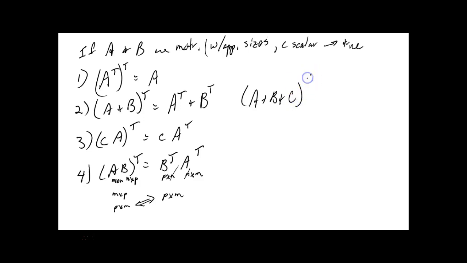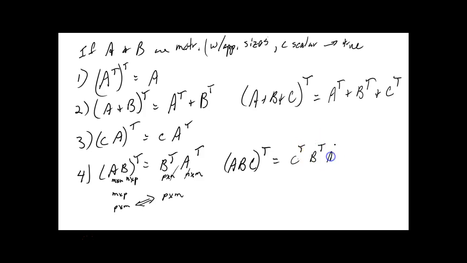That's enough, okay? That sum transposed, guess what it would be? A transpose plus B transpose plus C transpose. So it doesn't just work for 2, it works for as many as you'd like. How about this one? A times B times C. That transpose, guess what that answer is going to be? C transpose times B transpose times A transpose.